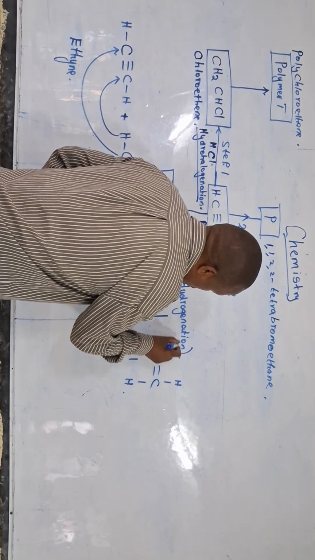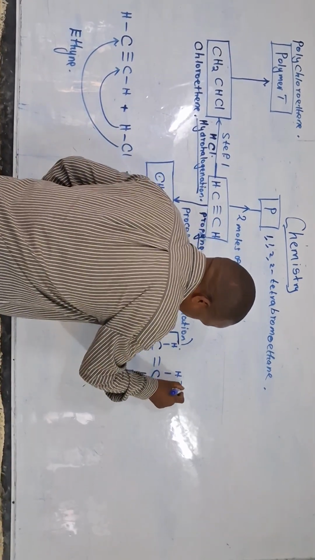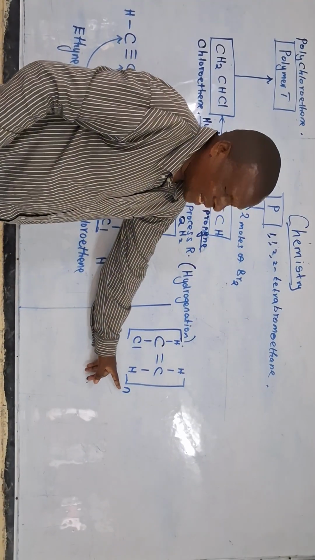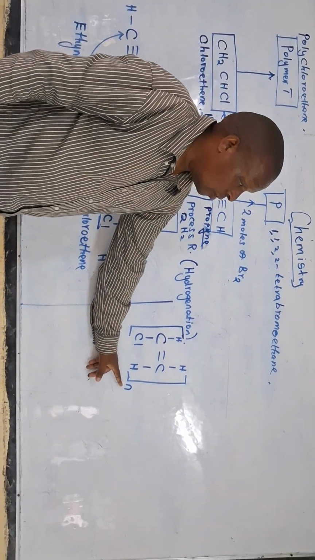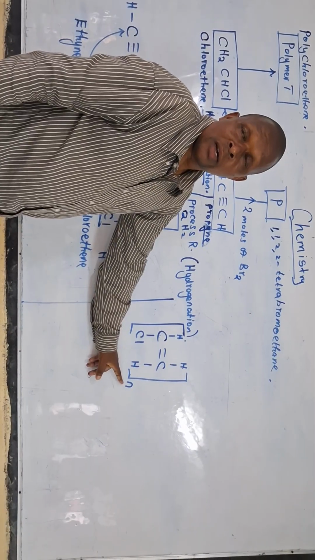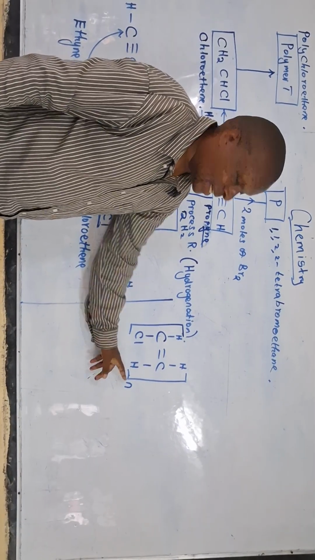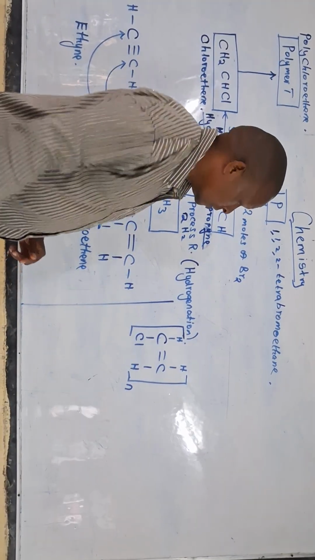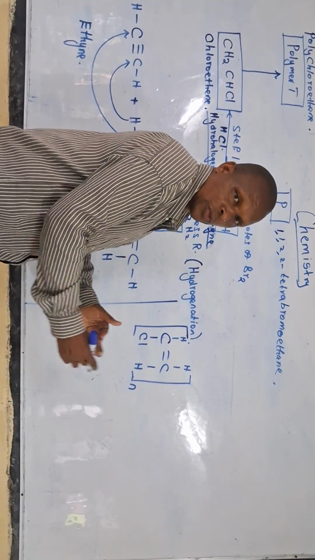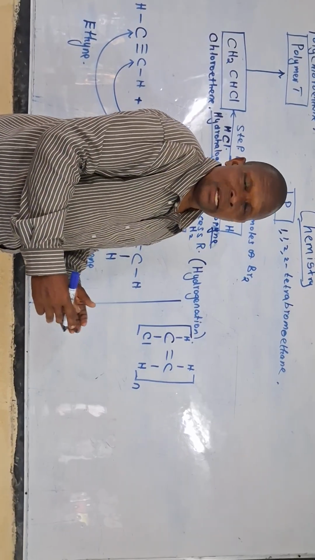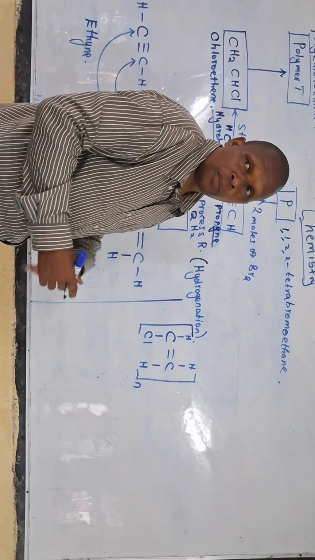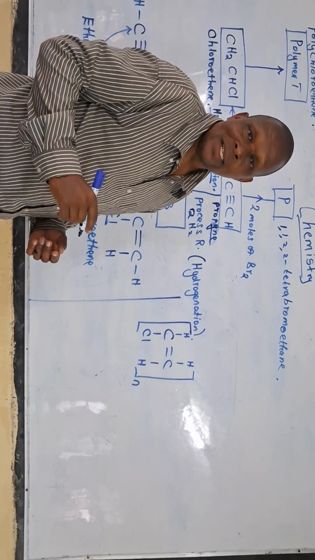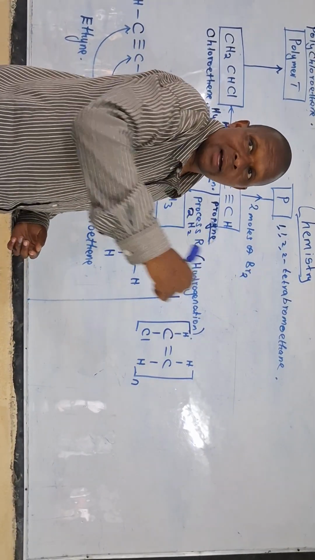So you put this one into a bracket like this, and then you write N. This N refers to the number of monomers. In other words, the number of chloroethene units which are present in the polymer. If there are 10, you write 10. If there are 20, you write 20. But because we don't know how many, we just say N, where N starts from 2. You cannot form a polymer of one monomer. Are we together? So there should be 2 and above.